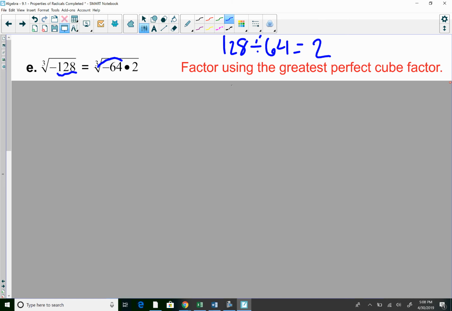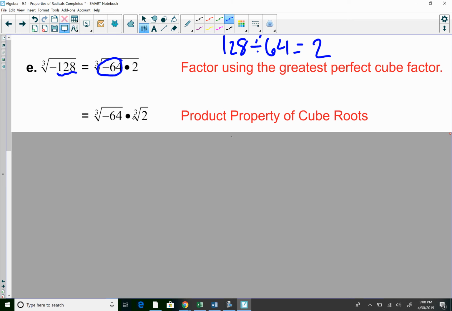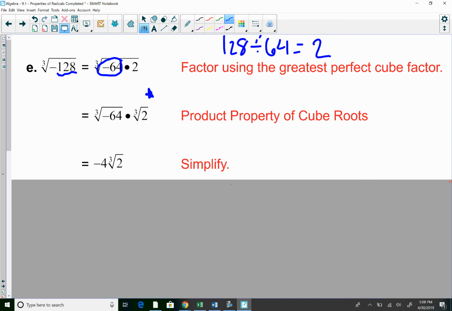And so they start by breaking this up into the cube root of negative 64 and then the cube root of 2. The cube root of 2 you cannot simplify any further, but you can take this piece and simplify it down so that it's negative 4. So your answer is going to be negative 4 cube root 2.